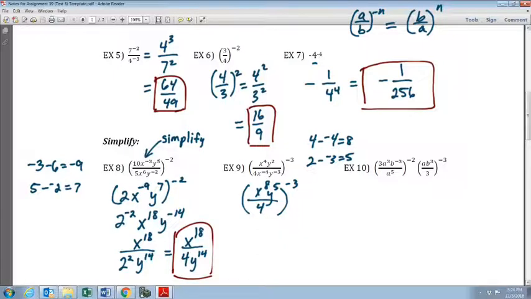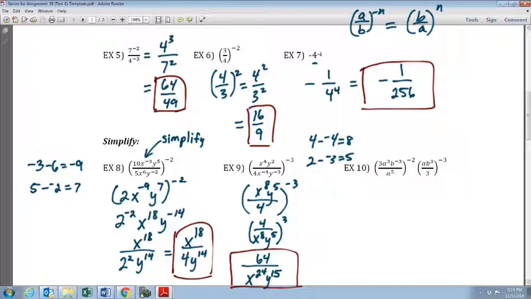So here's a case where it definitely makes sense to flip the fraction and change the sign of our exponent. Notice everything's nice and positive now. So we're going to cube each of our terms. We're going to cube the 4, 4 to the 3rd power, 4 times 4 times 4, that's 64. And x to the 8th to the 3rd power, that's a power to a power. So we'll multiply. And the same thing with the 5 and the 3.